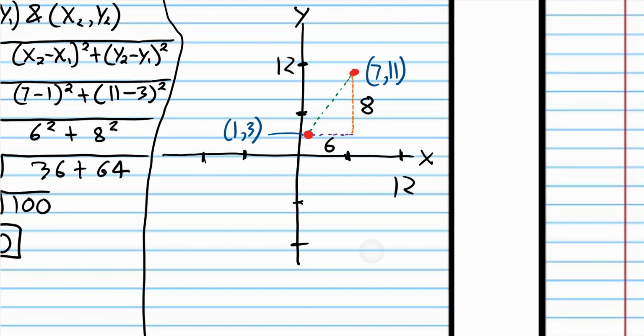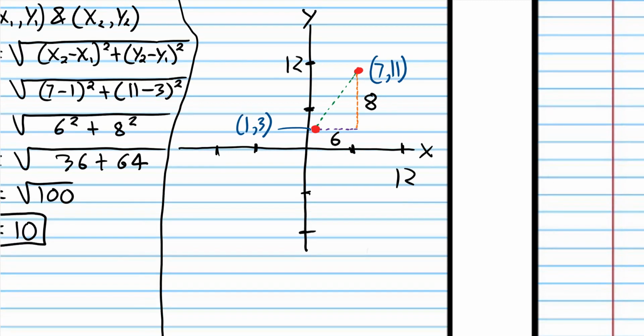It doesn't matter which way you subtract. You can do 3 minus 11 to get negative 8, or you can do 11 minus 3 to get positive 8. It doesn't matter. Just change it to positive. 7 minus 1 gives you positive 6, or 1 minus 7 gives you negative 6. Just change it to a positive.